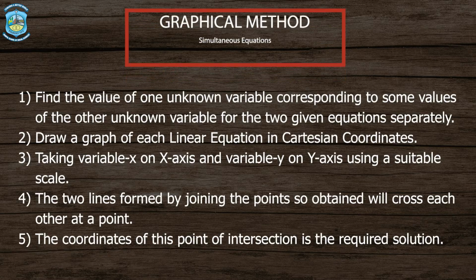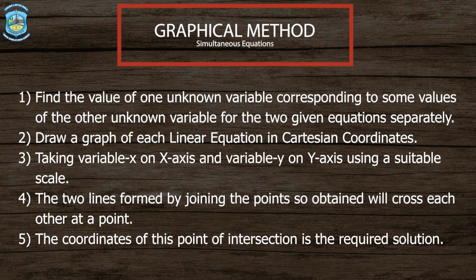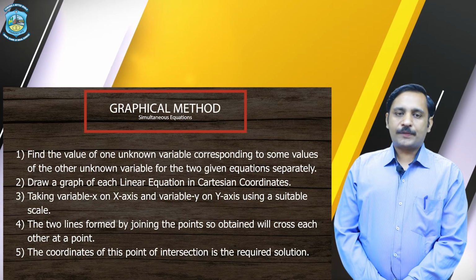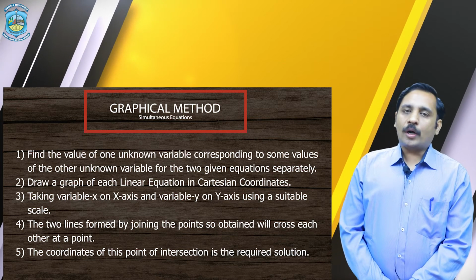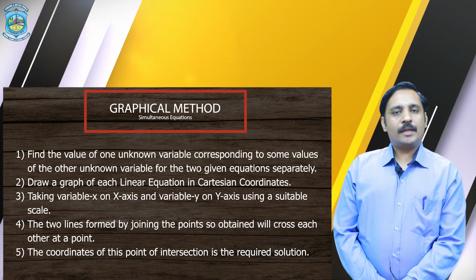Now first we see the graphical method. In the graphical method, from the given equations we find the value of one unknown variable corresponding to some values of the other unknown variable for the two given equations separately. Then, with the values we got, we plot the graph for each linear equation in Cartesian coordinates, that is, on the x and y axes. For doing so, we take variable x on the x axis and variable y on the y axis using a suitable scale. The two lines formed by joining the points so obtained will cross each other at a point. The coordinates of this point of intersection will give the required solution.